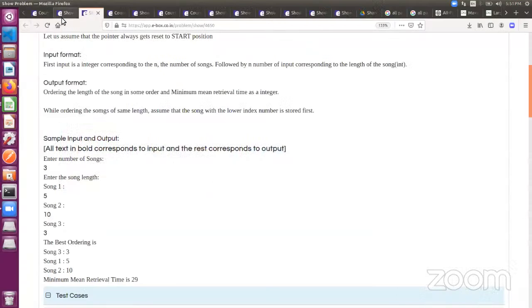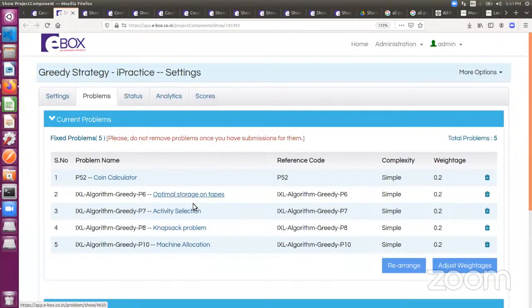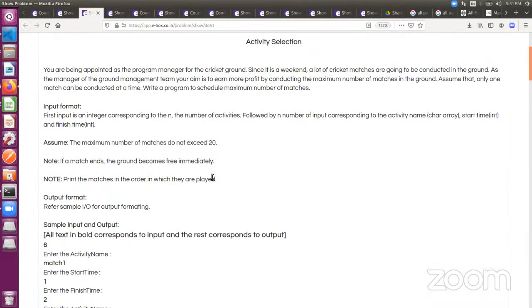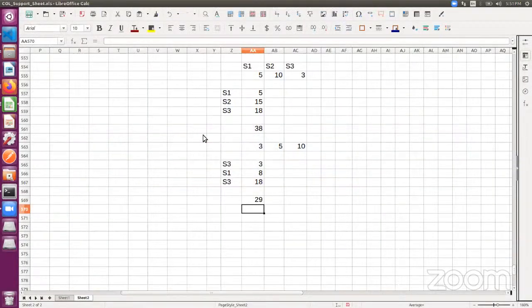Okay. So the second problem is done, the third problem is activity selection. So these are all different types of problems. Okay. So the problems might not be the same. See, instead of song, it can be anything, any other things also.